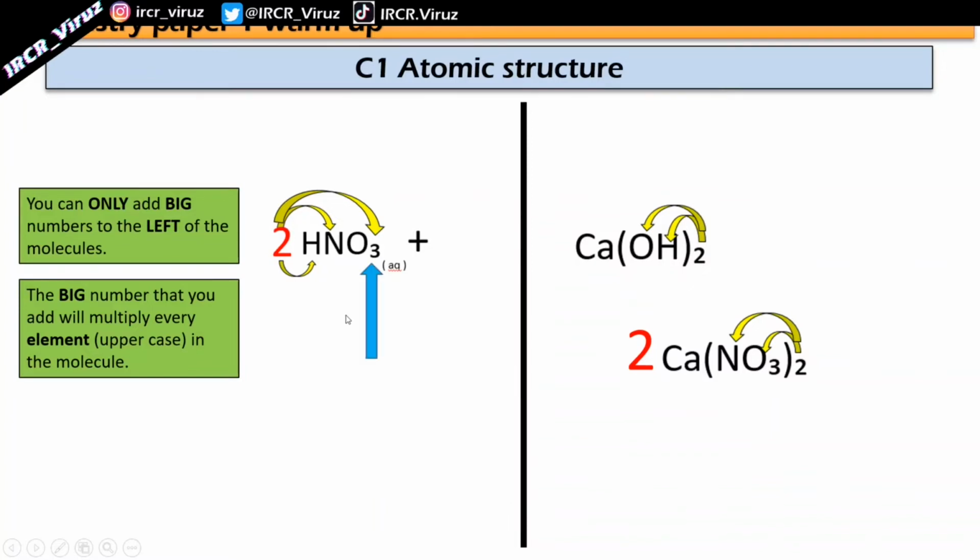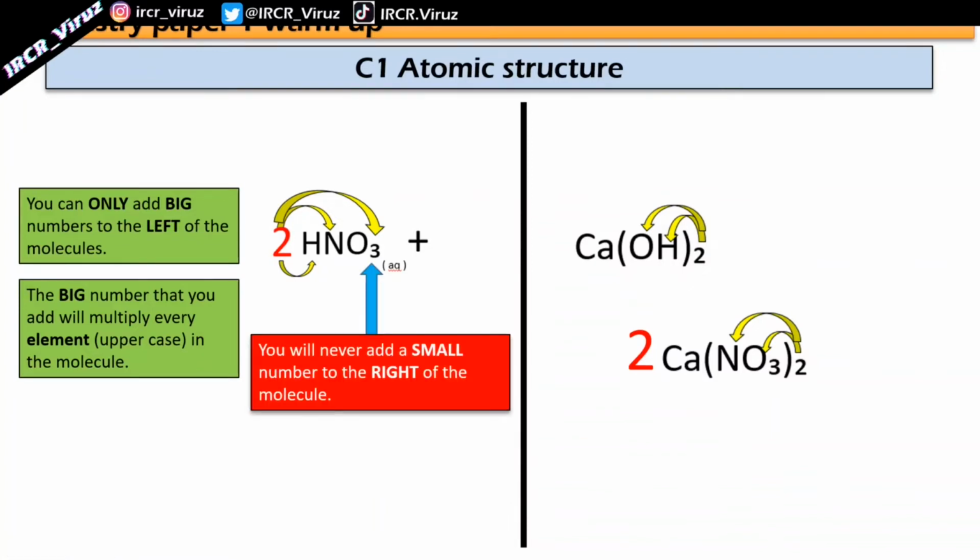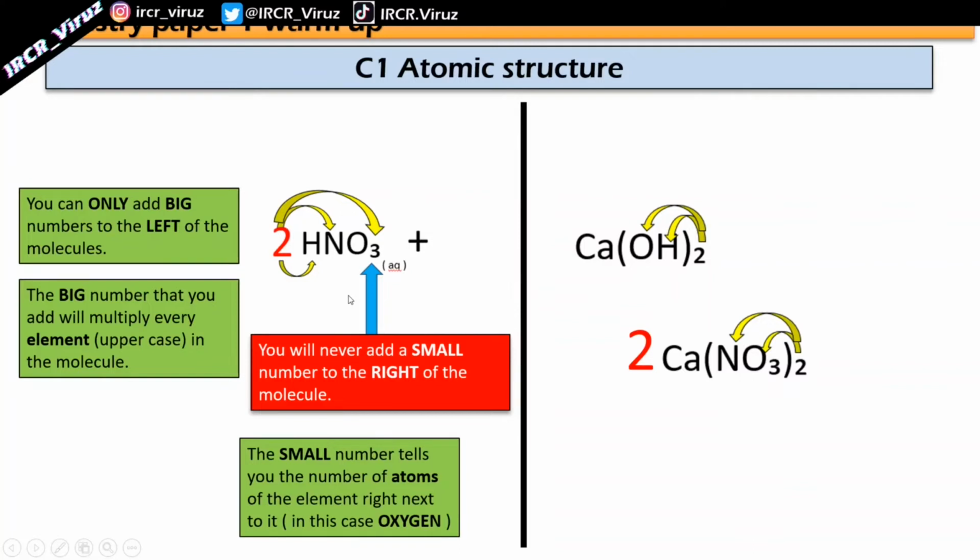Now, this little number down here, you will never add a small number to the right of the molecule. You will never do that. Every time you try to balance an equation, you add in a whole molecule, not change the structure of the molecule. The small numbers tell you the number of atoms of the element right next to it. In this case, it will be oxygen.